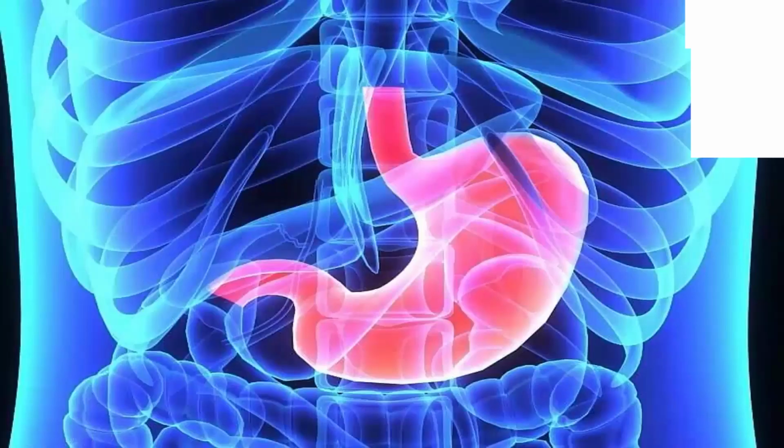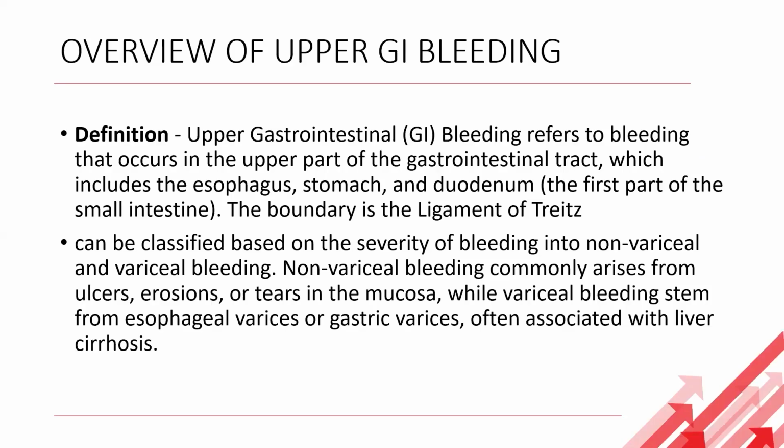So basically that's what we're going to talk about: your gut with a lot of blood inside. What's an overview of upper GI bleeding? Upper GI bleeding refers to bleeding that occurs in the upper parts of the gastrointestinal tract, which is basically your esophagus, stomach, and the duodenum, up to the fourth segment of the duodenum. The anatomical boundary is the ligament of Treitz, which separates upper GI bleeds from lower GI bleeds.